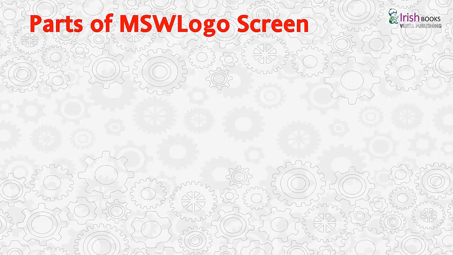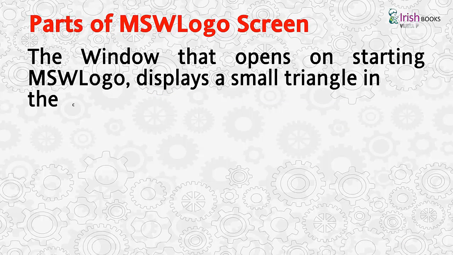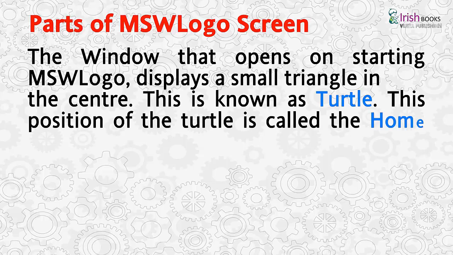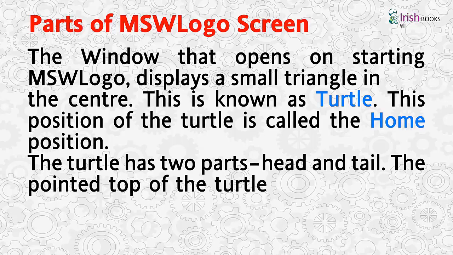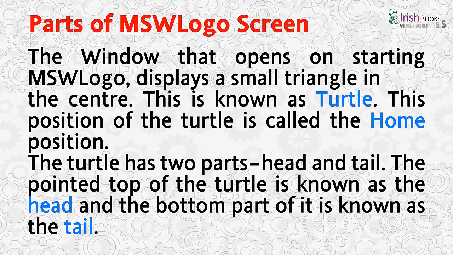Parts of MSW Logo screen. The window that opens on starting MSW Logo displays a small triangle in the center. This is known as the turtle. This position of the turtle is called the home position. The turtle has two parts, head and tail. The pointed top of the turtle is known as the head and the bottom part of it is known as the tail.